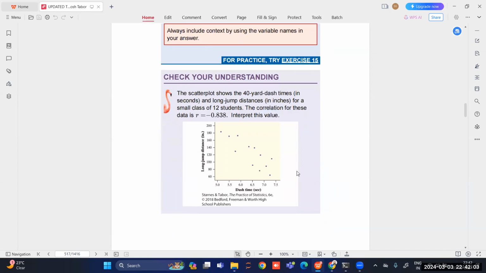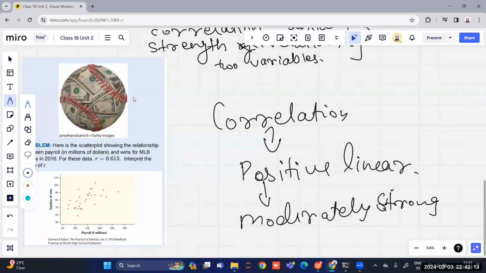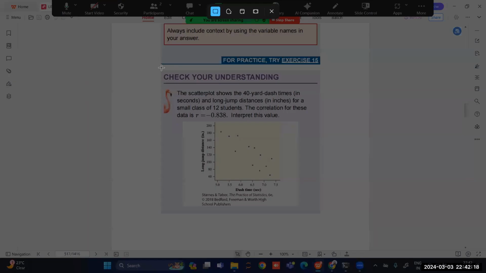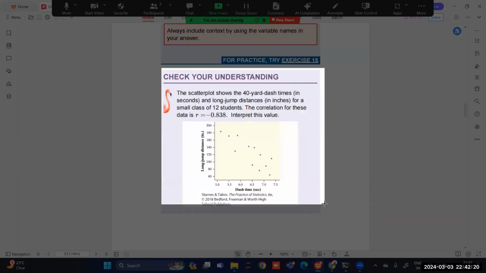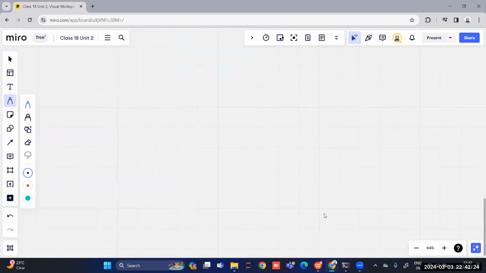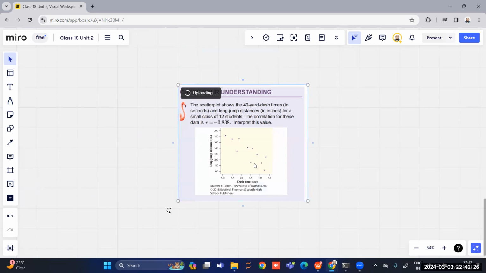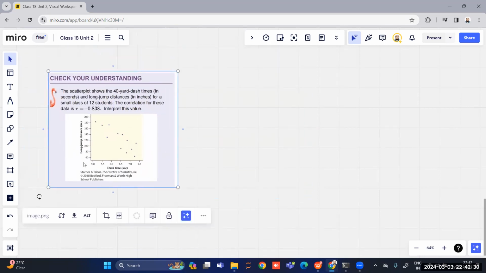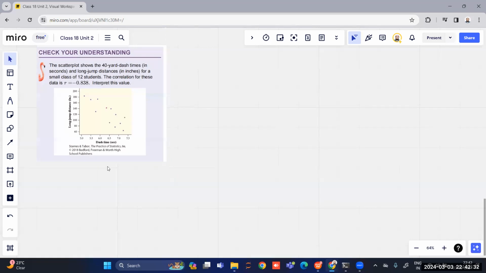Okay, weak negative correlation. The scatter plot shows the 40-yard dash. Weak, right? That's not weak. In this data, there's some connection, so it's moderate. The value of R is given there, minus 0.8. We cannot say it is weak. The value of R is strictly minus 0.8. And I've told you the region where we have to say weak, where we have to say moderate, and where we have to say strong.